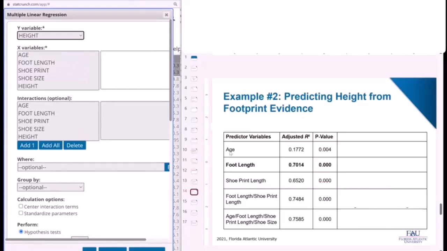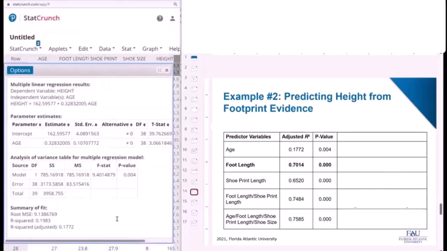The first predictor variable would be age. I hit compute. There's my adjusted R squared, 0.1772, and my p-value, 0.004. This is a low R squared. We could do foot length. I'm not going to go through each one of these. I can do one with 2 to show you.